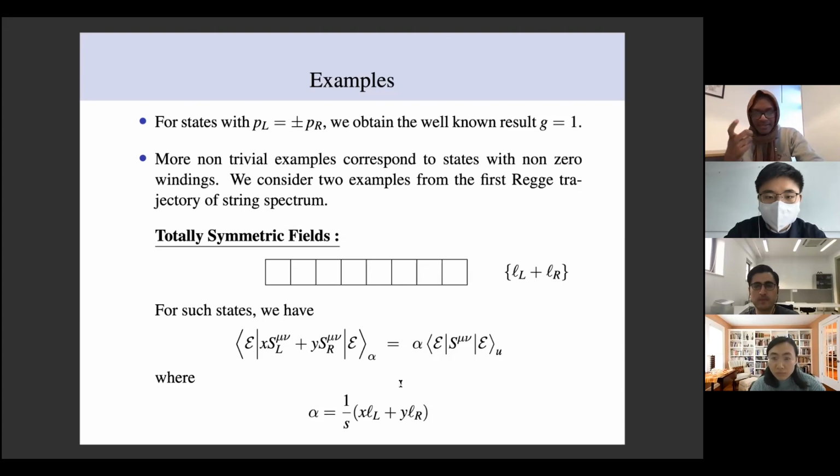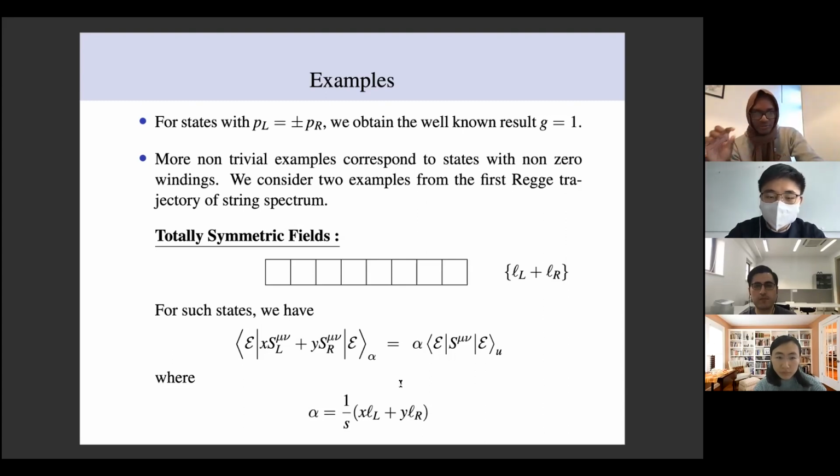So PL and PR are the left and right internal quantum numbers. For this, we obtain the well-known result G equal to 1. But more non-trivial examples correspond to states with non-zero winding. So we consider two examples from the first trajectory of the string spectrum.